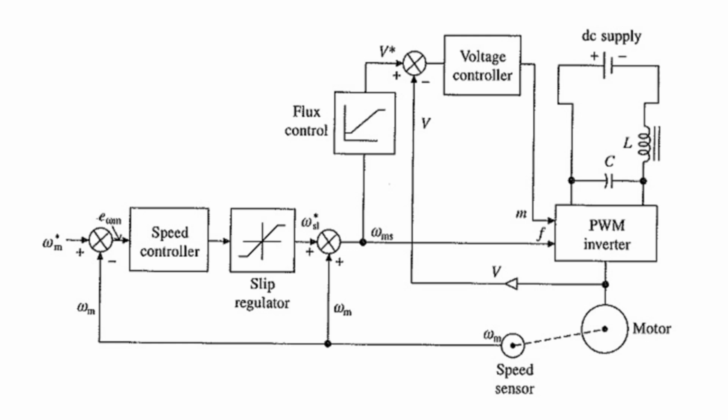So here is the closed loop control of the reference signal V star. Another controller we are using is the voltage controller. This V star is generated from the flux control.